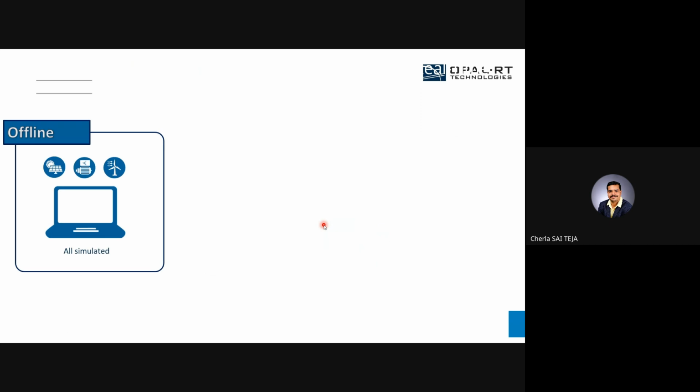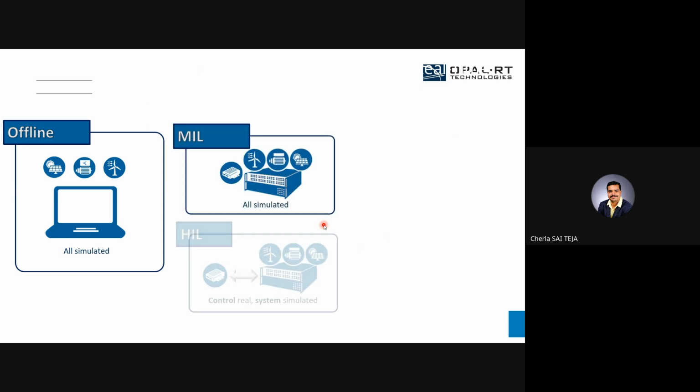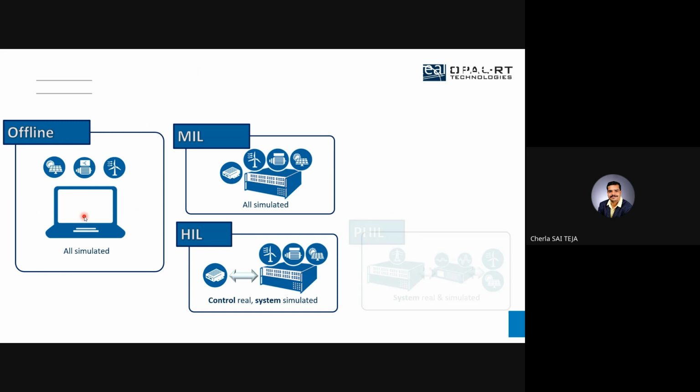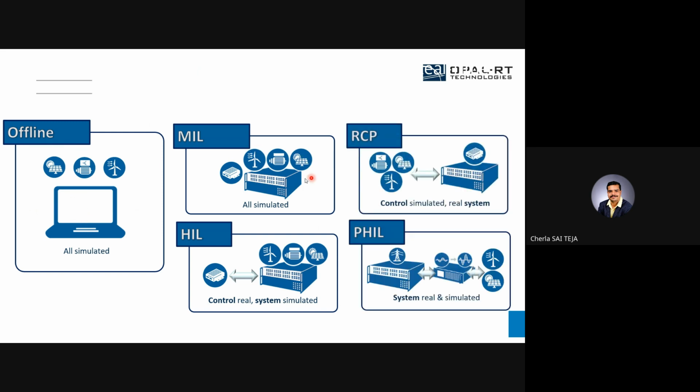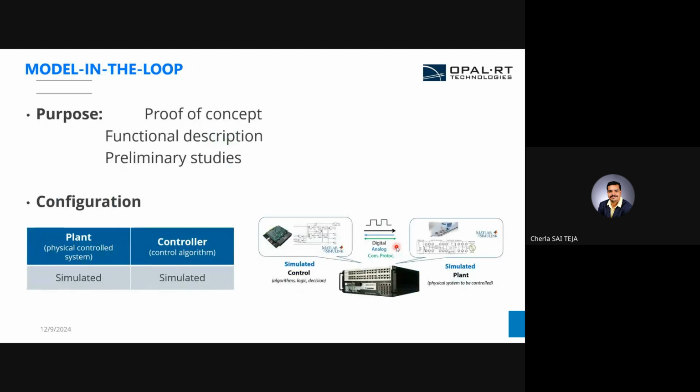Now I will explain about the different kinds of real-time simulations that are available in this technology. Whenever, let us say, I have a MATLAB model and I'm running it on my system, we call it offline simulation. Then coming to real-time applications, depending on the way we are doing the simulation, we have these four types: model in loop, rapid control prototyping, hardware in loop, and power hardware in loop. We'll see all these applications one after another here.